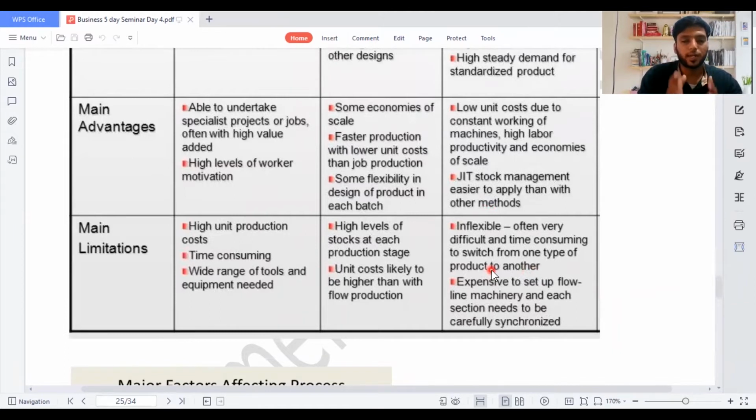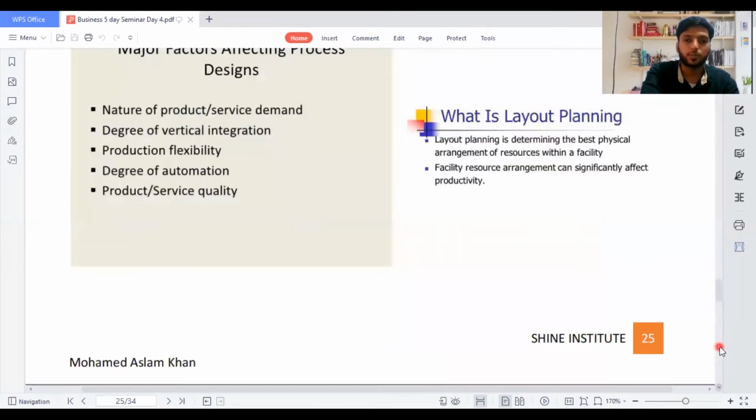Once you have made a production line, you can't just change that production line to another one because you want to. It is inappropriate. Expensive to set up flow line machinery, and each section needs to be carefully synchronized. You can't just change the lines of the machinery or make the changes as you expect. It takes a lot of time, and it is also very expensive to change certain areas of the machines. Then we move on to the next part.